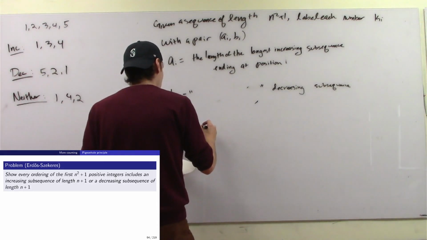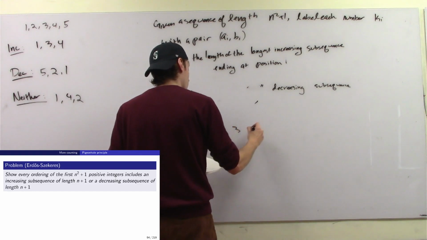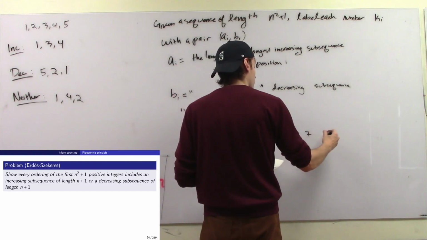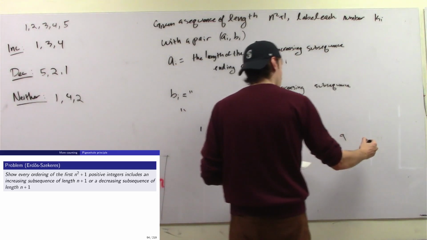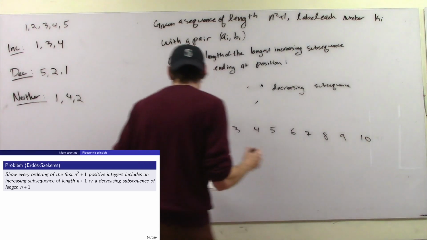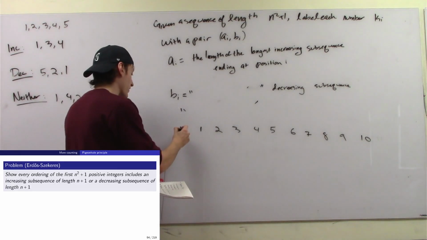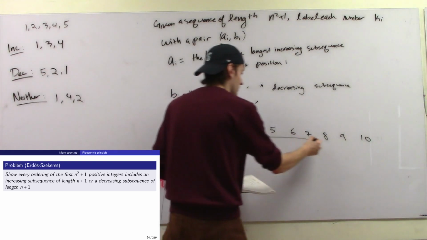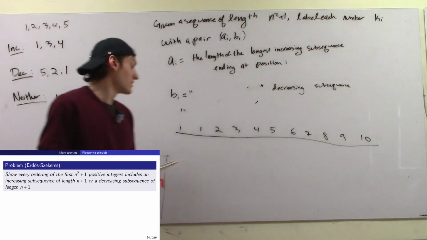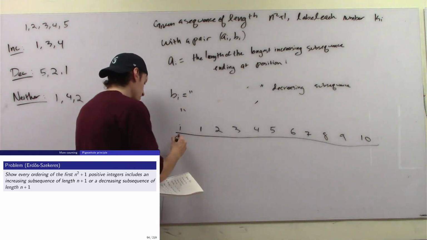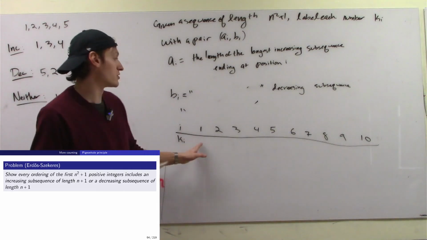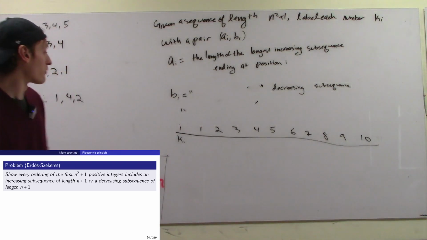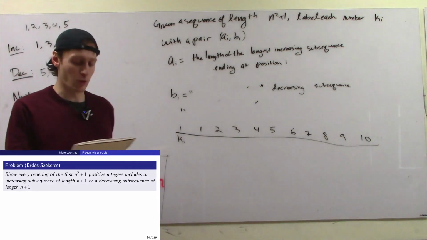So maybe we have 1, 2, 3, 4, 5, 6, 7, 8, 9, 10. These are my positions, my i values. And the idea is what comes after i will be k sub i. I've rearranged the numbers 1 through 10. This is a permutation, if you remember those from a while ago. I've rearranged them in some order, and I'm just going to give that order down below.